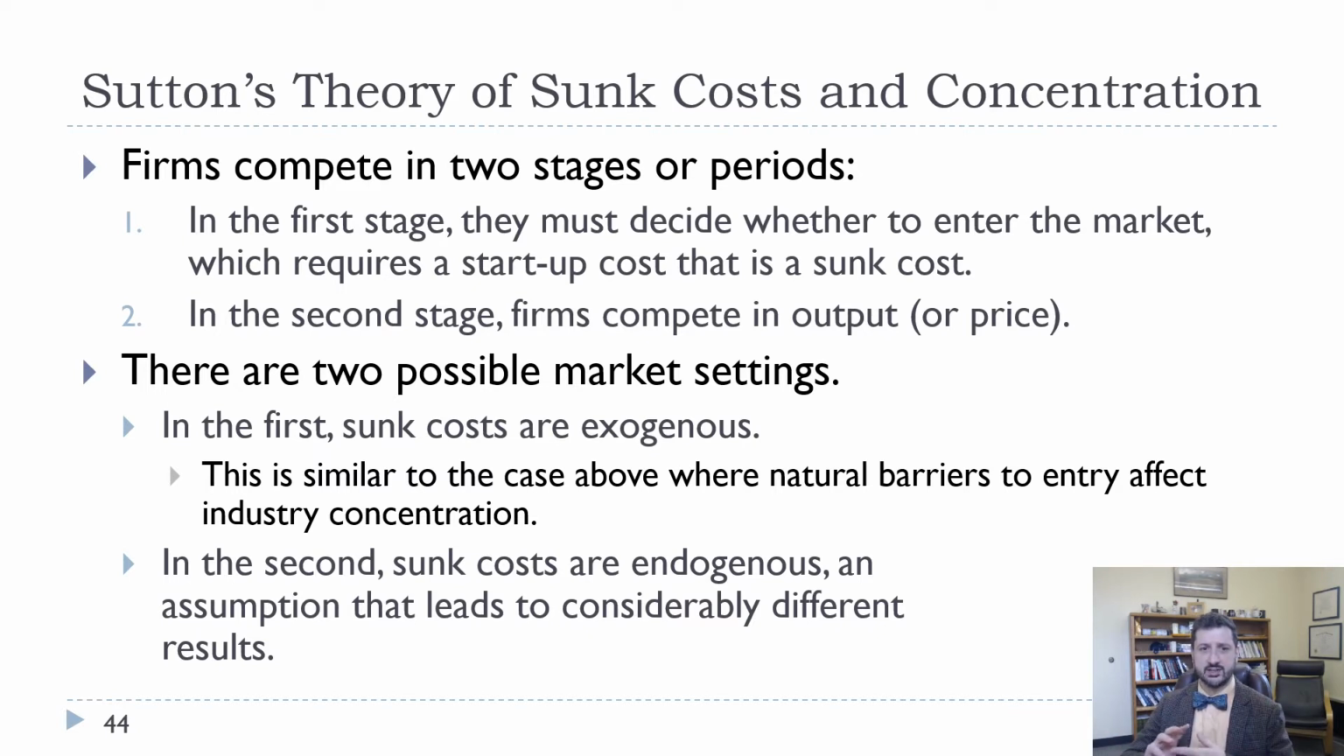One is that the sunk costs are exogenous, right? So this is similar to where we have natural barriers to entry. Maybe there's a certain minimum efficient scale, and so there's only going to be a few firms in the market. And in the second, sunk costs are endogenous, right? And then we'll talk about different ways that firms can make those endogenous sunk costs, right? And that leads to different results.